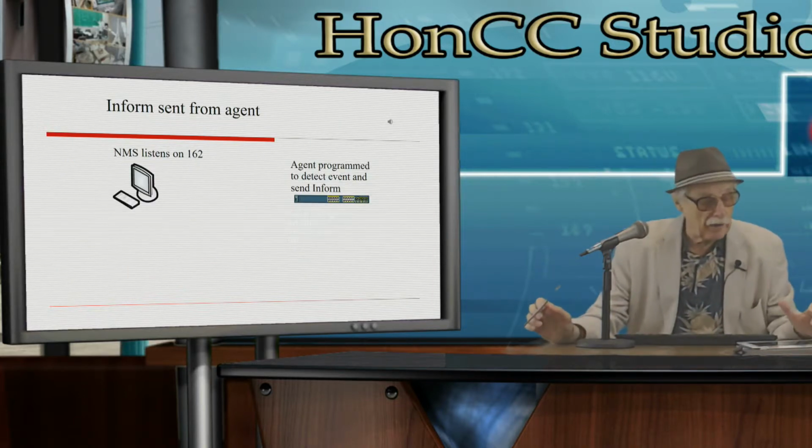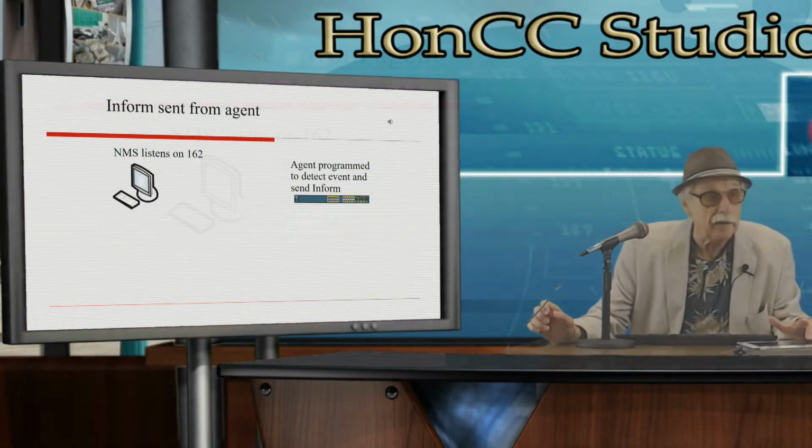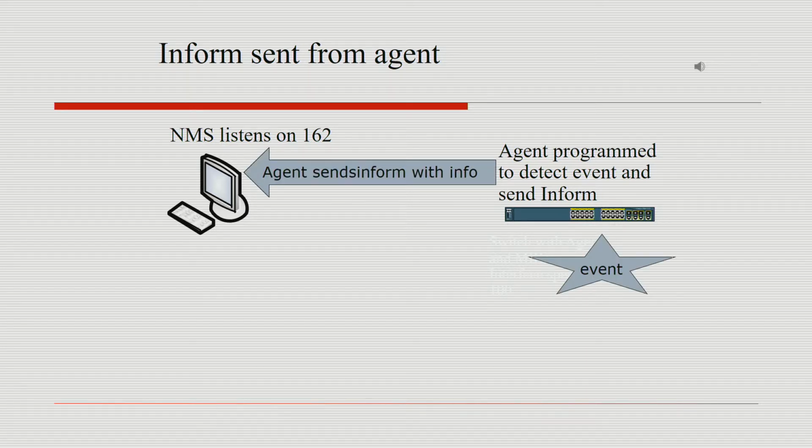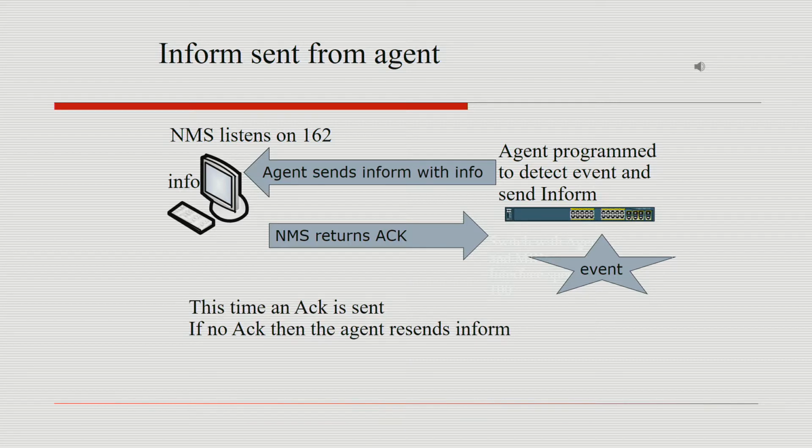So here's an example of that, and let me pull that up full screen again. We've got this time the agent is programmed to detect events and send an inform. An inform, that's that trap that's going to be acknowledged. So the NMS, once again, the NMS is the server in this case. It's the server listening on port 162. Remember, a server is the listener, so it's acting as the server. The agent is acting as the client. So there the event occurs. The agent sends the inform with the information to the NMS. The NMS not only processes, it returns an acknowledgement. Now, this time the ACK is sent.